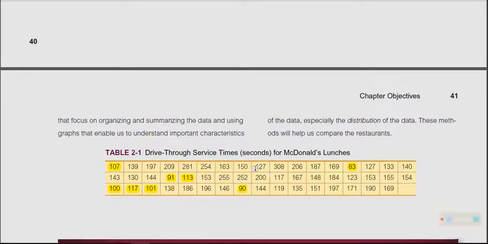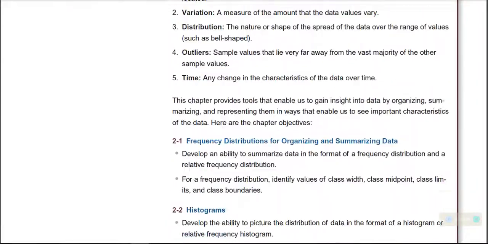90, 124, hindi na kasali si 127. 117, 119, 124, 124. Ito, 123, pasok pa. Okay. 1, 2, 3, 4, 5, 6, 7, 8, 9, 10, 11. So, tama. There are 11 values. That is between 75 and 124. So, ganun lang yung gagawin.